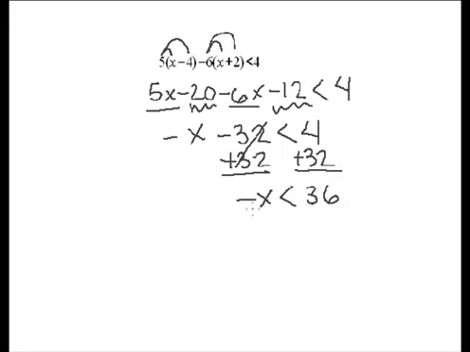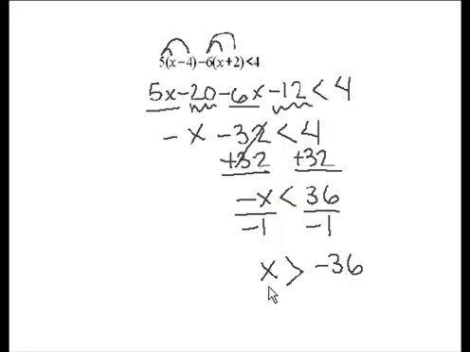Now we have to leave x completely by itself, so we have to divide by -1 to get rid of the negative. So once you divide or multiply by a negative and you have an inequality, the sign changes. So now it's going to be greater than. 36 divided by -1 is -36.